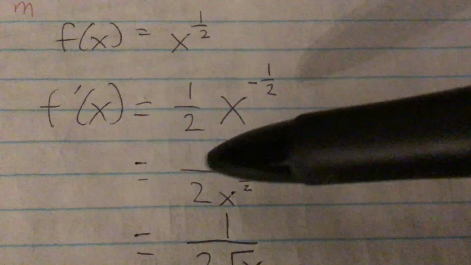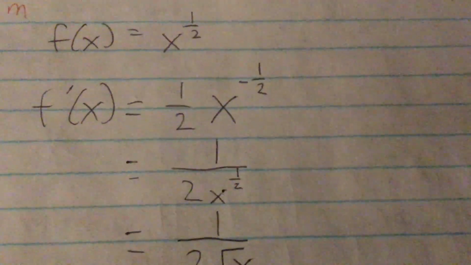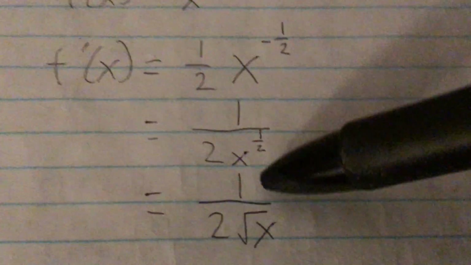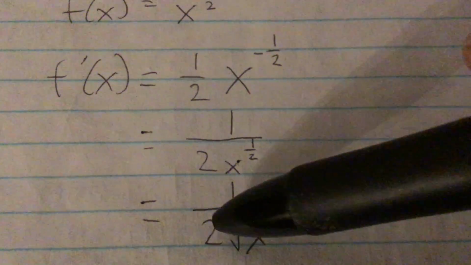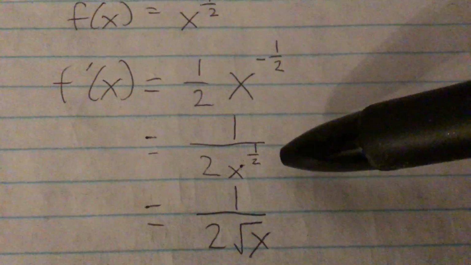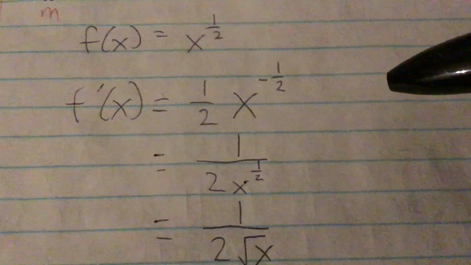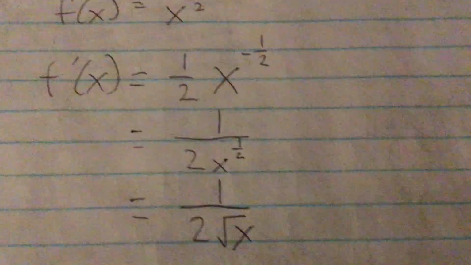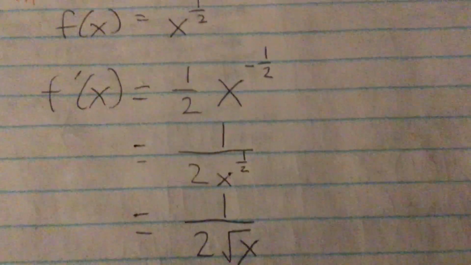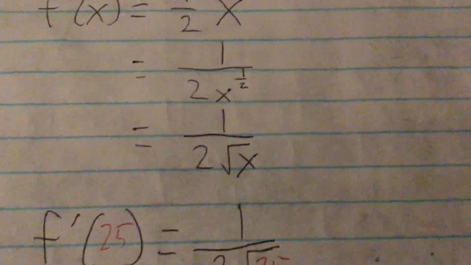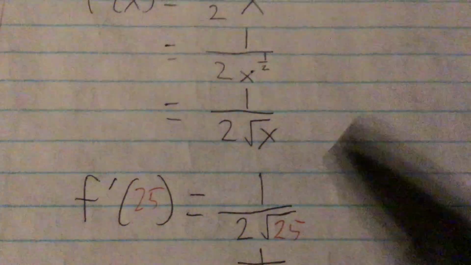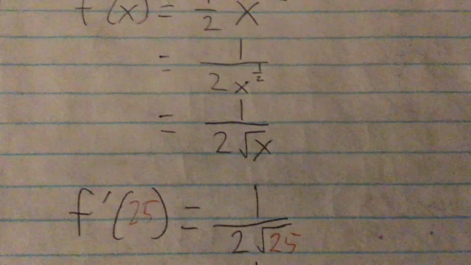So that becomes 1 over 2 times x to the 1/2 power, or I just know that 1 over 2 radical x, because the 1/2 power is the square root. So now that that's out of the way, I'm going to plug in the x value that I like. So I want to figure out what the slope is at x equals 25.